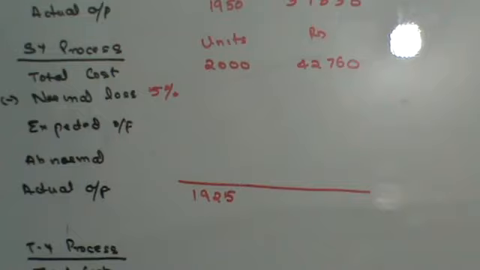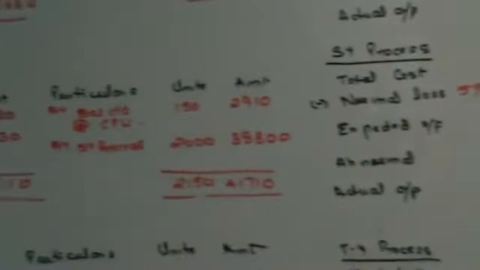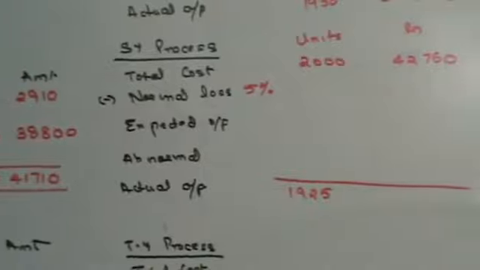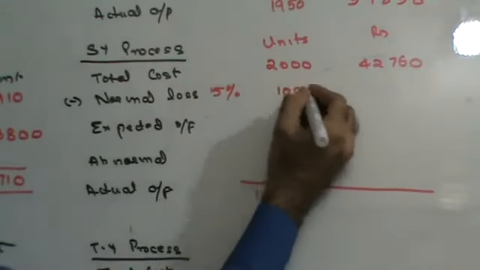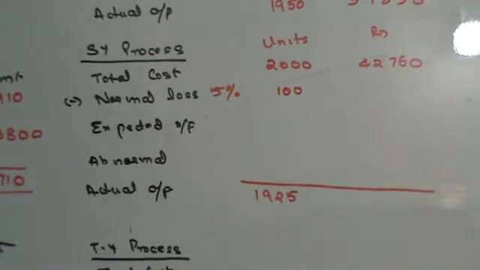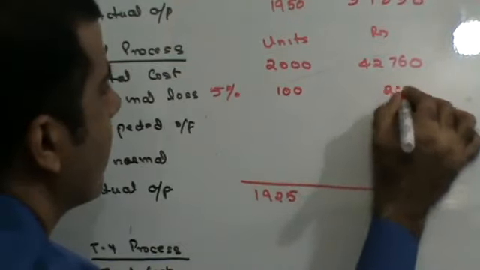Okay. Now, normal loss is given to you guys. Normal loss is 5%. 5% means 5% of 2000 units. 5% of 2000 units is going to be 100. Okay. Now you have to multiply that by the scrap value. The scrap value for SY process, guys, right at the bottom it is given to you. The scrap value for SY process is 2 rupees. So 100 into 2, that will give you 200 rupees.